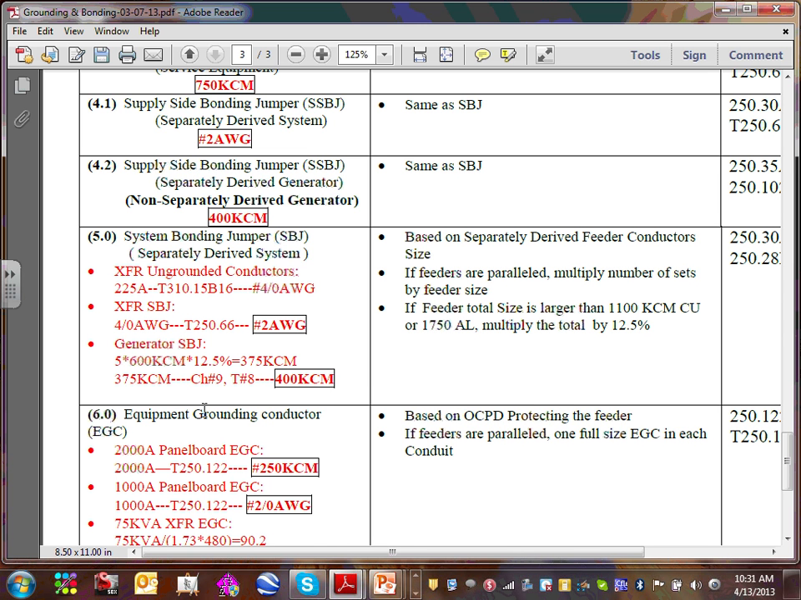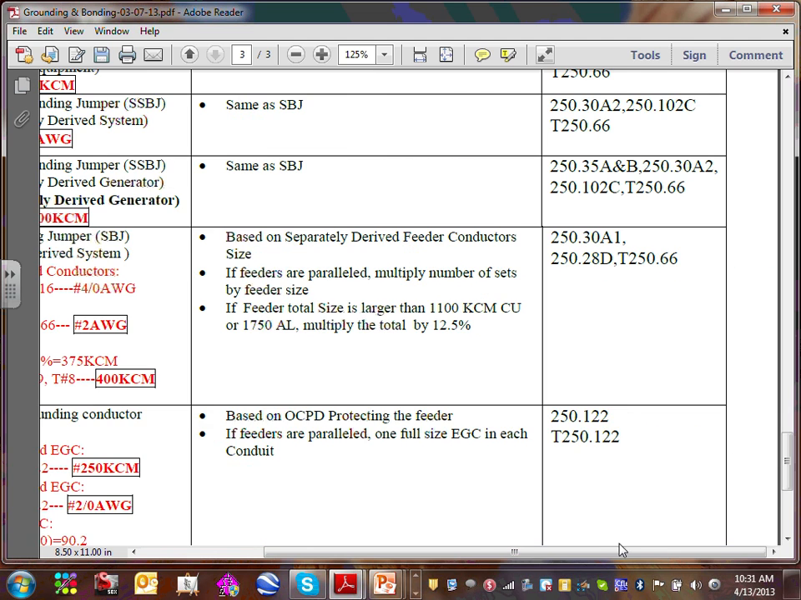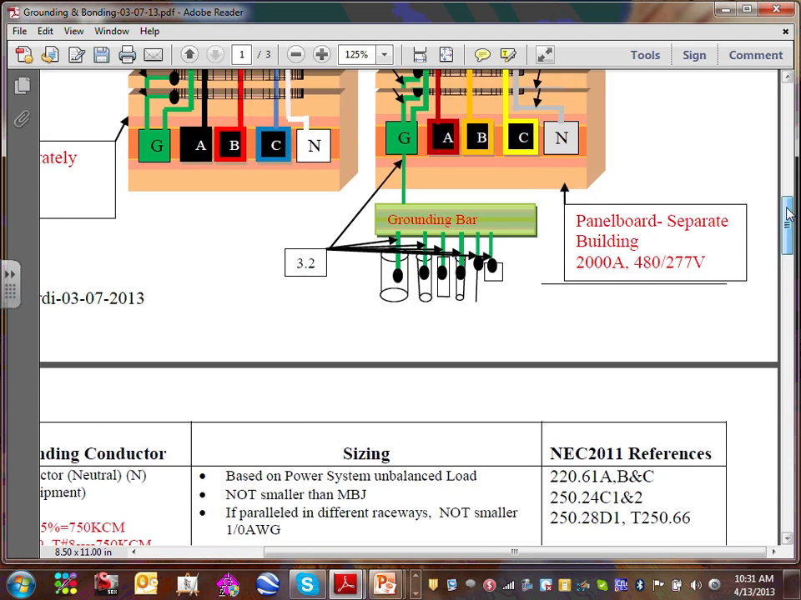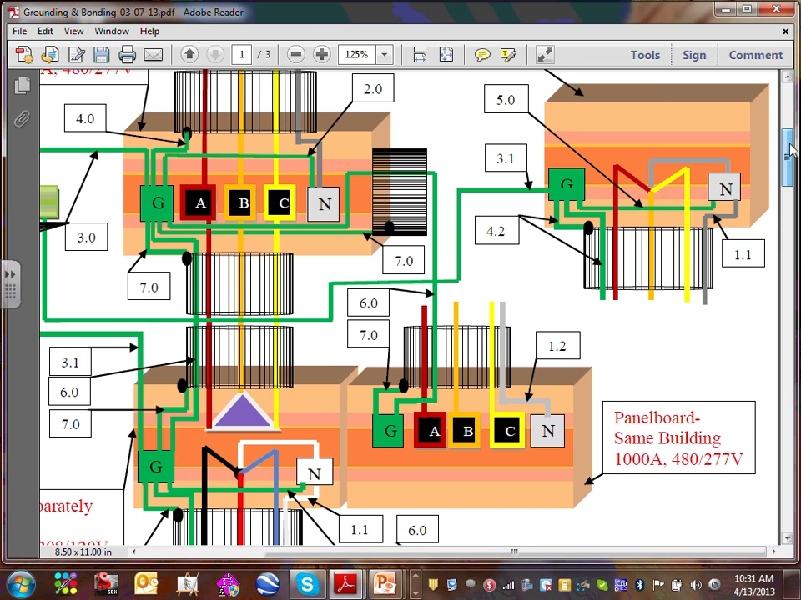Any comments, guys? Any questions about the system bonding jumper for the generator? So that's my system bonding jumper for the gen.